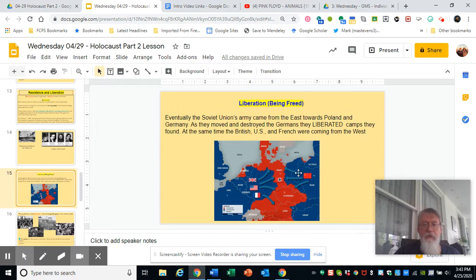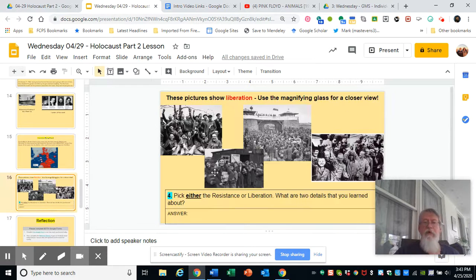Then you go to liberation. You see from the map, this is Germany being squeezed. The Soviet army's coming from the east. The British, the US, and the French army coming from the west. They're squeezing it up. And then liberation happens, liberation from the camps. And all these pictures show liberation in one way or another. You might be able to read that sign that's up there. I'm not sure.